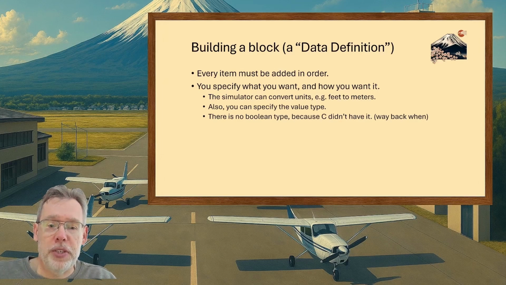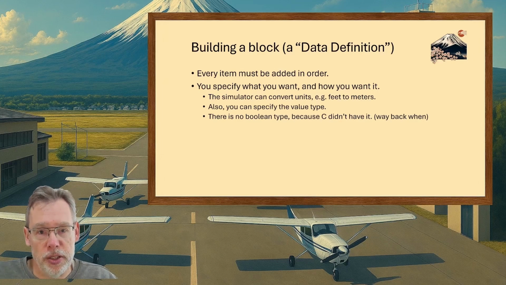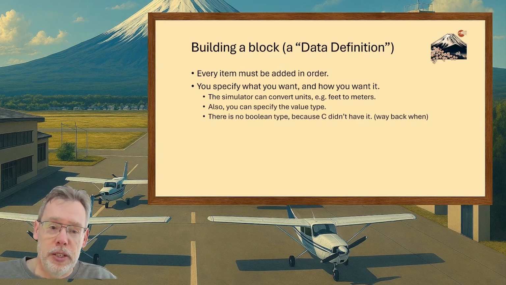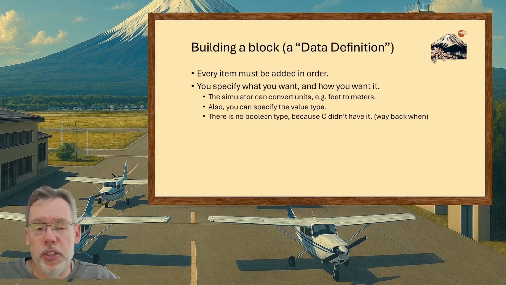Also, you can specify the value type within the block. For example, if we know that the value always is an integer, we can use an integer. If we know it has digits behind the period, then we can use a floating point or a double value. There is no Boolean value, but we can use an integer and it will get a 0 or 1, probably because there was no Boolean type in C when they made the SimConnect API.